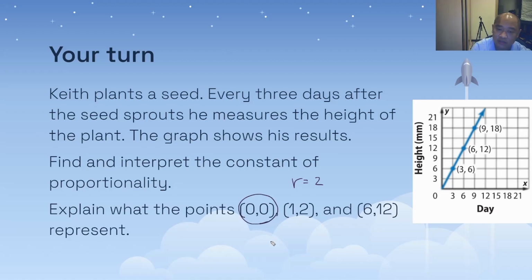So at 0 days, what that means, if I had to explain that, explaining often means to give the details, and in math in particular, it means to explain to someone who's not looking at this data. So if someone's not looking at this table, what would you tell them so that they understood? You would say that at 0 days, the seed has sprouted 0 millimeters. After 1 day, it sprouted 2 millimeters, and after 6 days, it sprouted 12 millimeters.